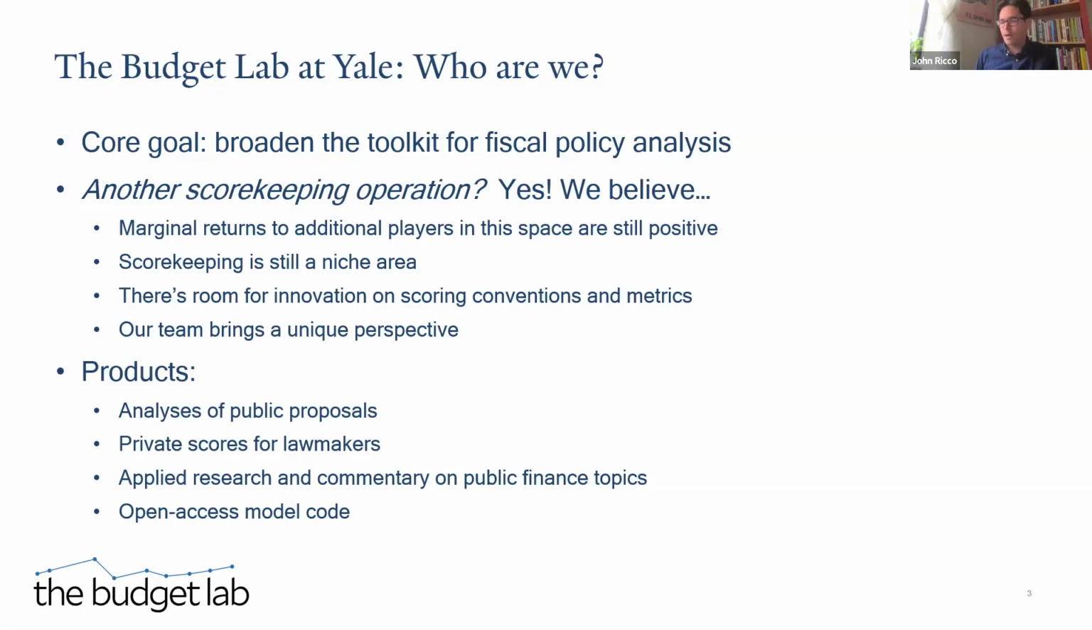So to that end, we'll be producing the kinds of products that you see a lot in the space. So analyses of publicly available proposals, so legislation, campaign proposals, ideas in the discourse, and so forth. We'll also be working on private scores for lawmakers who reach out to us for either a quick turnaround score because they're trying to vote on something quick, or perhaps they just want additional color commentary on something and they think we have an interesting perspective. We've already begun to work with a few lawmakers on that, so that's quite exciting.